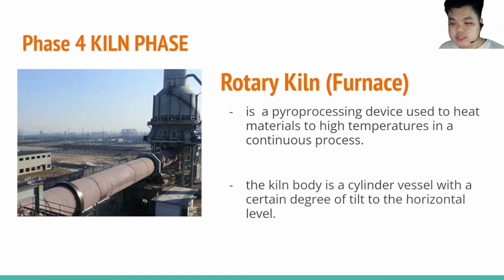The kiln body is a cylinder vessel, as you can see in the image provided, with a certain degree of tilt to the horizontal level. So this tilt helps the raw materials coming from the input of the device reach the output with only the use of rotary motion.